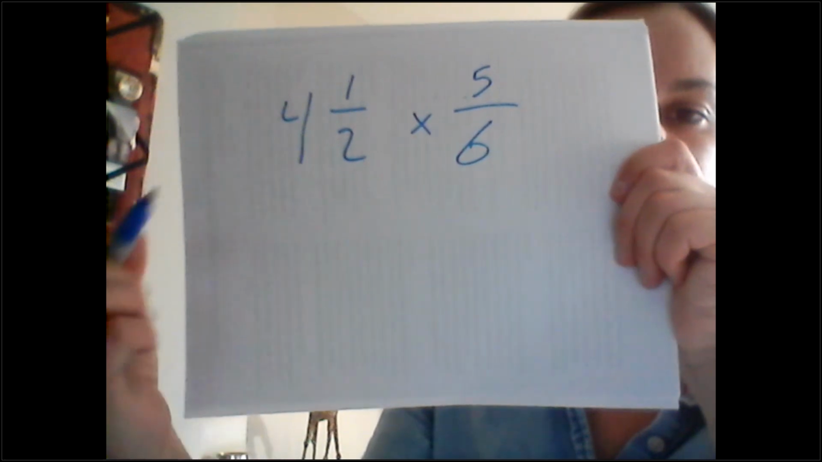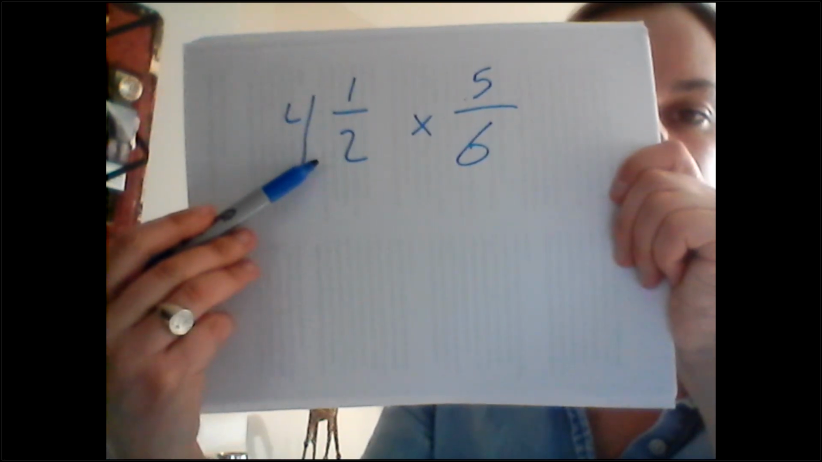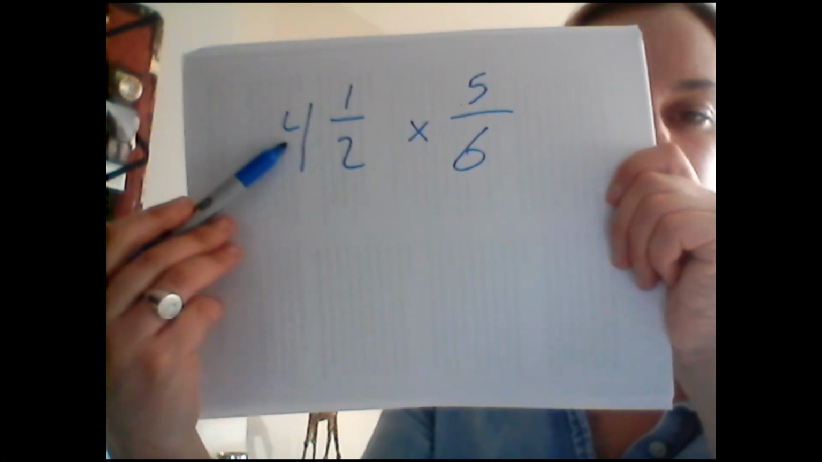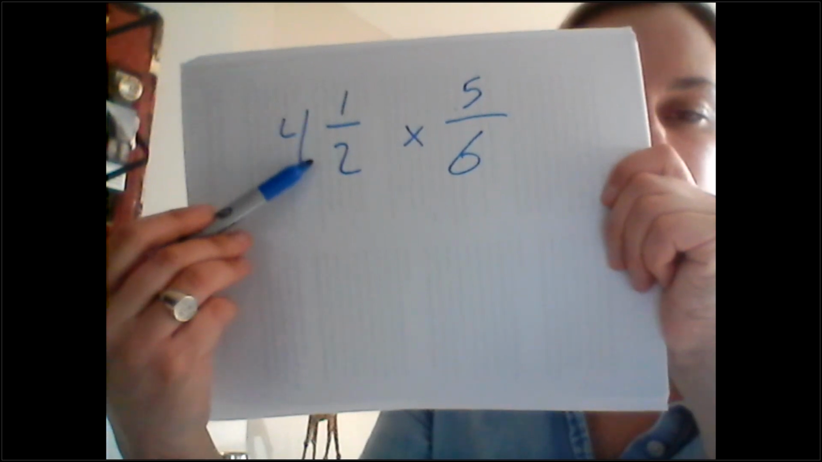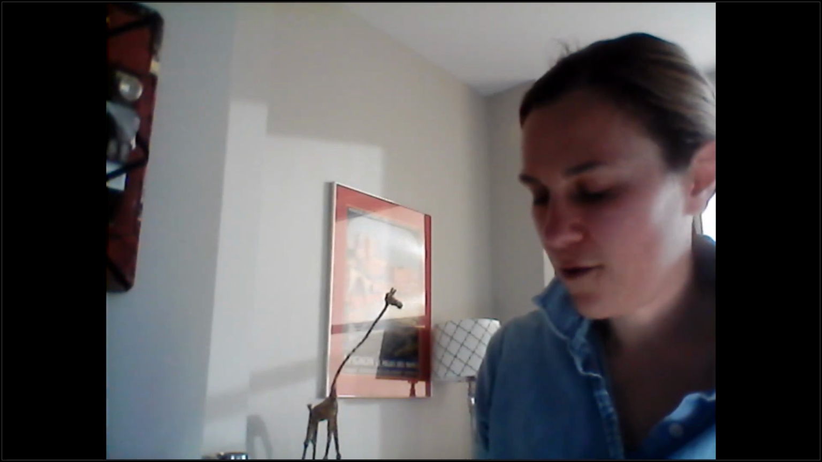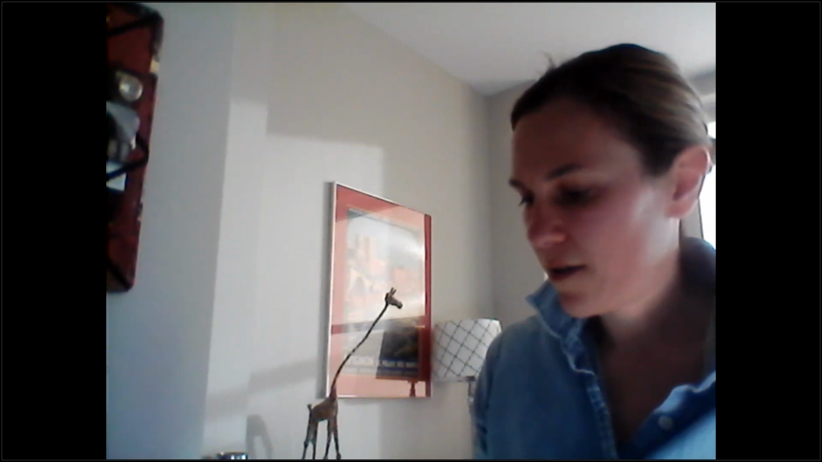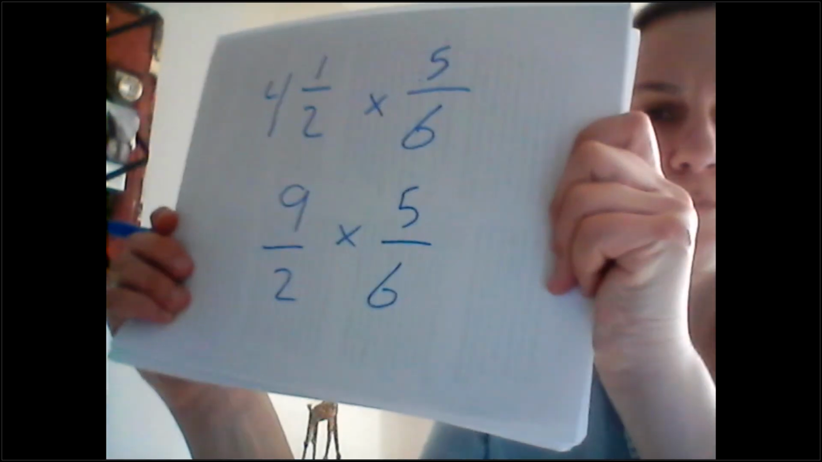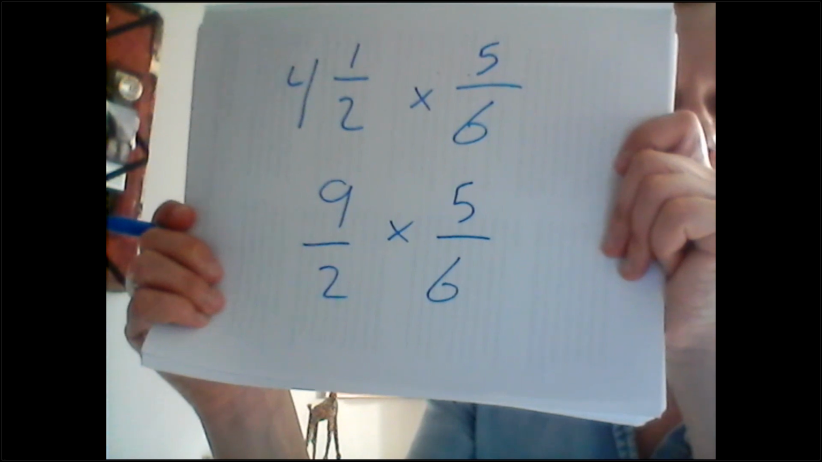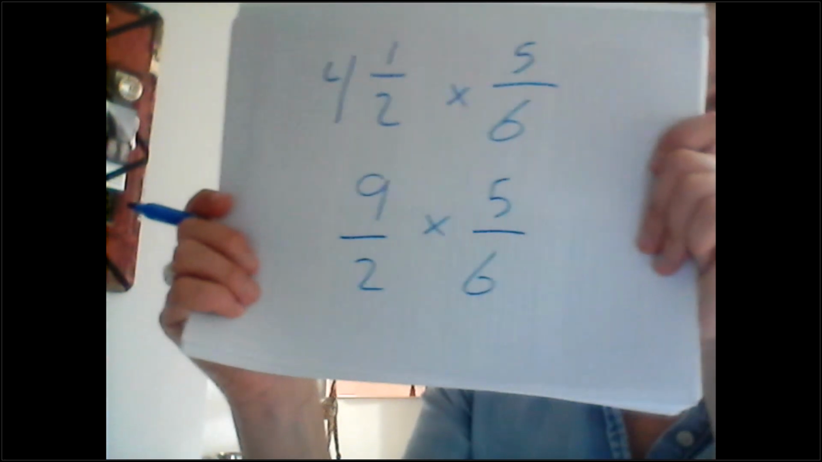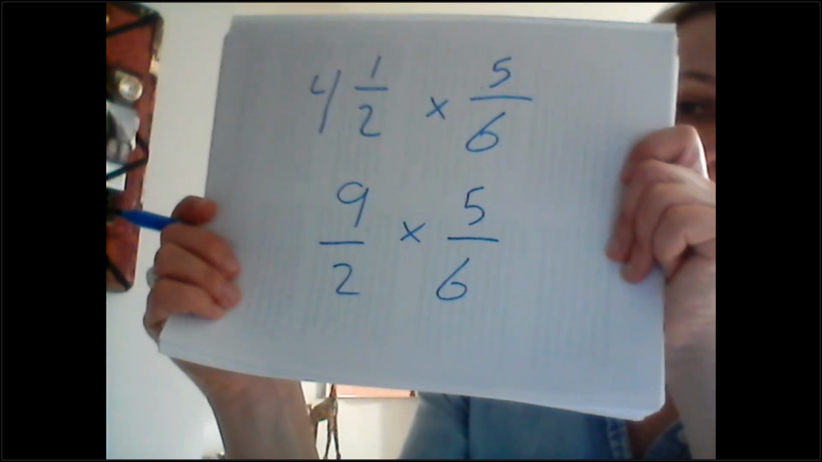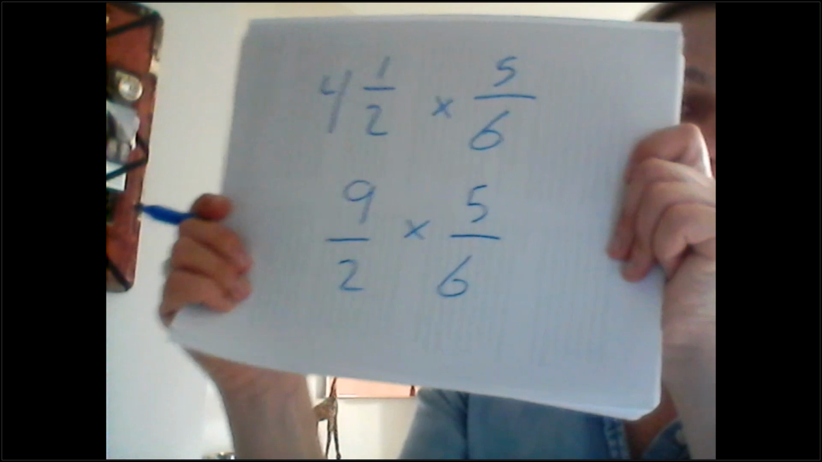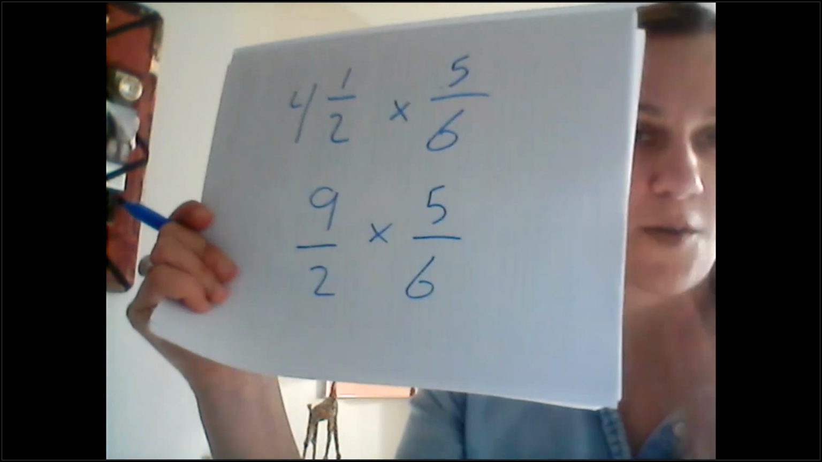Okay, and I turn my 4 1/2 into an improper fraction by multiplying the 2 times the 4 and adding the 1. So what this mixed number becomes is 2 times 4 is 8 plus 1, 9 over 2 times 5 over 6. Nine over 2 is the same thing as 4 1/2. So I've converted the mixed number to an improper fraction. And now that I have both numbers in fraction form, without mixed numbers, now I can do my cross canceling, okay?